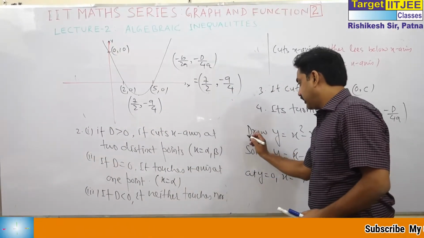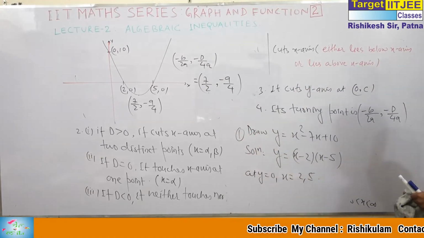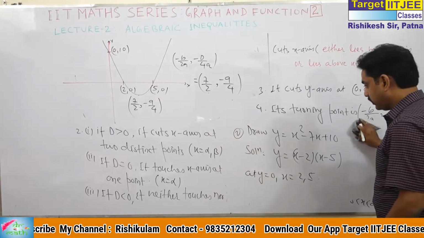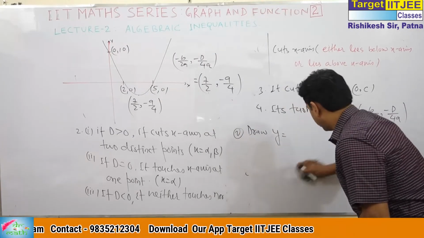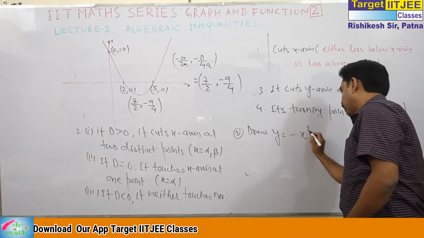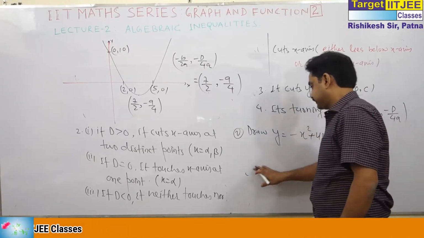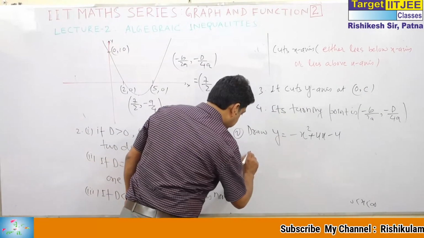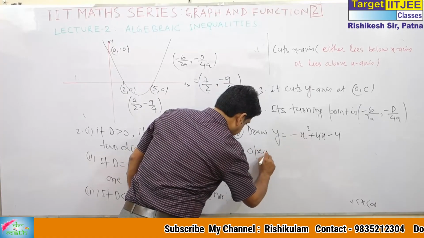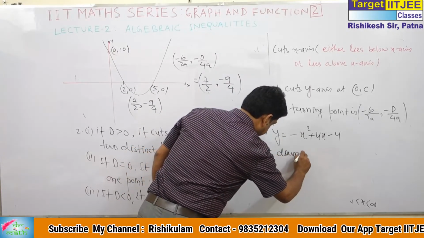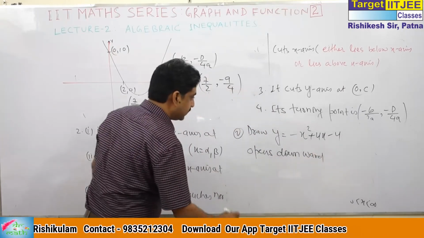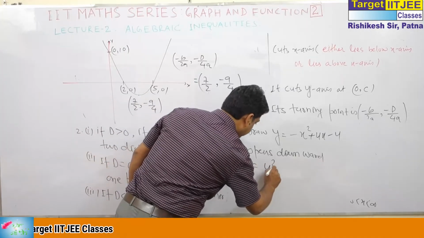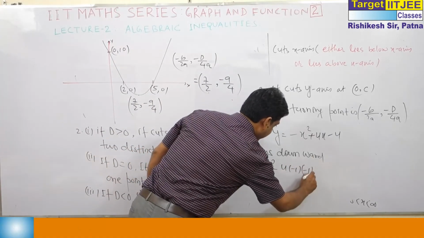This is the graph. Suppose we have to draw. This was the first one. Now come to the second one. Suppose we have to draw y is equal to minus x square plus 4x minus 4. What do we get? This minus sign means it opens downward. What is its d? If you find its d, it is 4 square minus 4 into minus 1 into minus 1, which is 0.